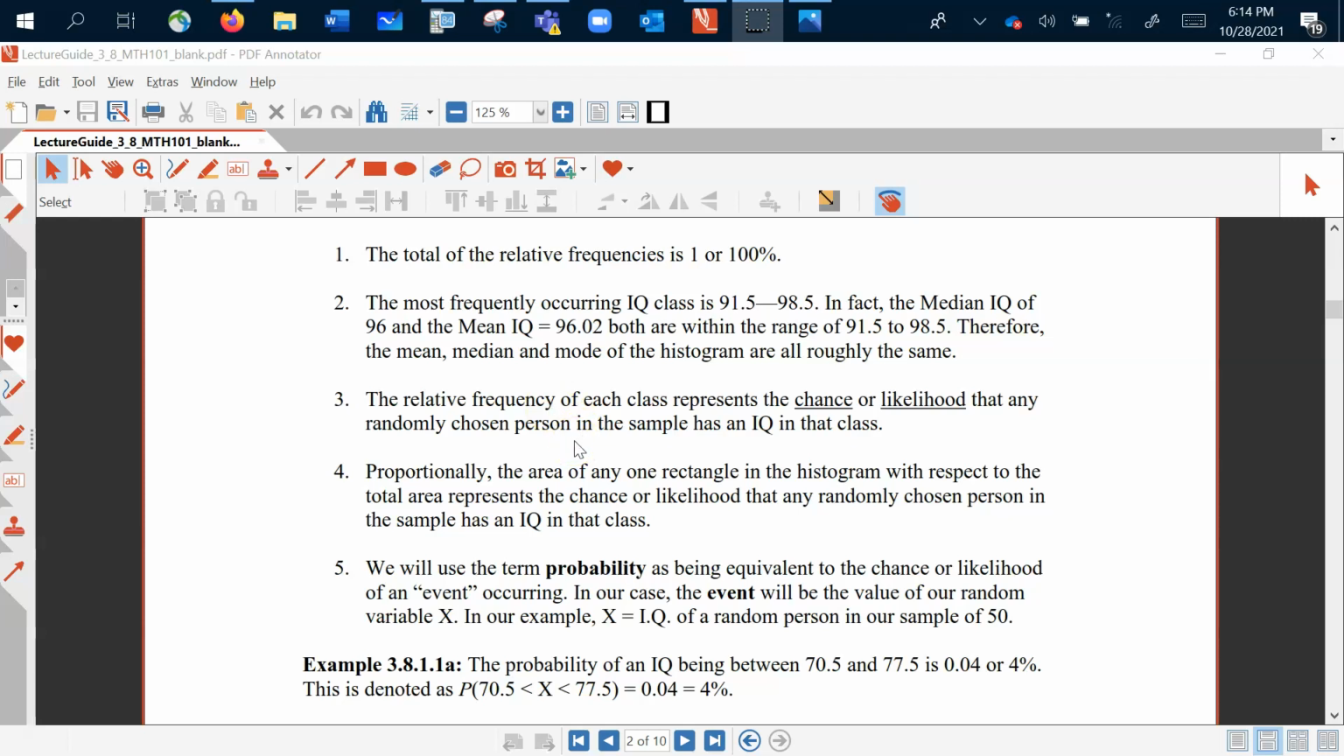The relative frequency of each class represents the chance or likelihood that any randomly chosen person in the sample has an IQ in that class. Proportionally, the area of any one rectangle in the histogram with respect to the total area of the histogram represents the chance or likelihood that any randomly chosen person would have an IQ in that particular class. And we're going to be using the term probability as the same thing as chance or likelihood that an event occurs. In this case, in our example, the event would be a random IQ, x, of a particular person or random person in our sample of 50.